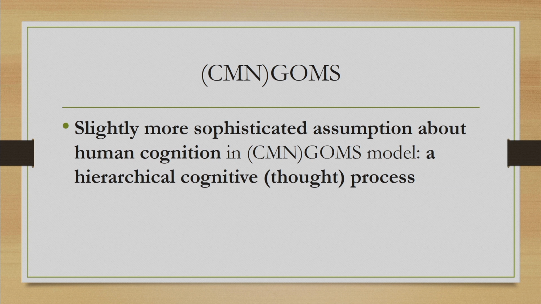Now, in KLM, the model is simply a sequence of operators. CMN GOMS is slightly more complicated. Here, the model is not a simple linear sequence of low level operators. Instead, we can have a hierarchical sequence. Essentially, it refers to a representation of our thought process, which considers the thought process as hierarchical. So, the basic assumption behind CMN GOMS is that our thought process can be organized in the form of a hierarchy. Hierarchy of what? That we will learn in the subsequent part of the lecture.